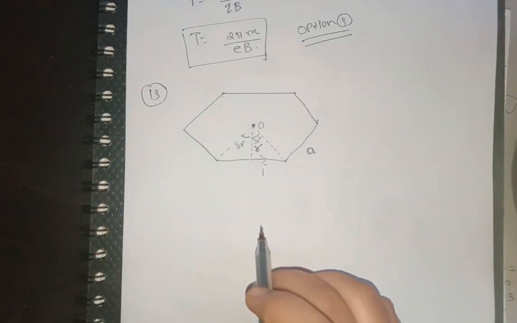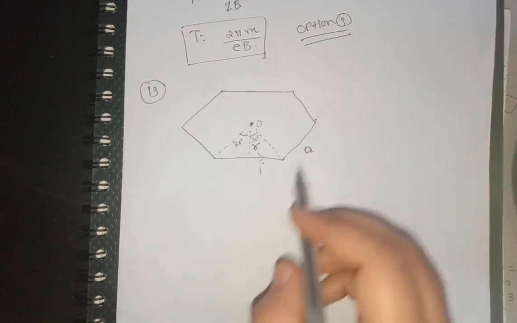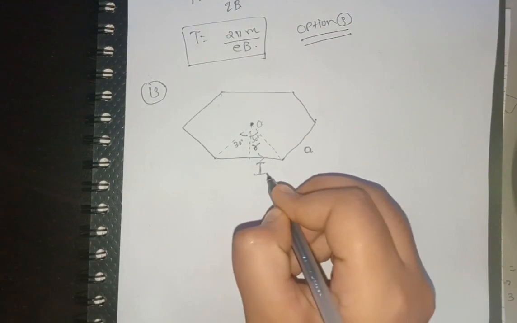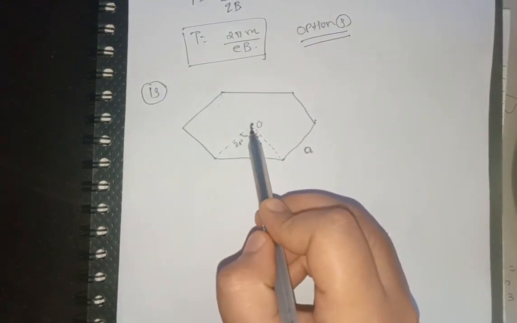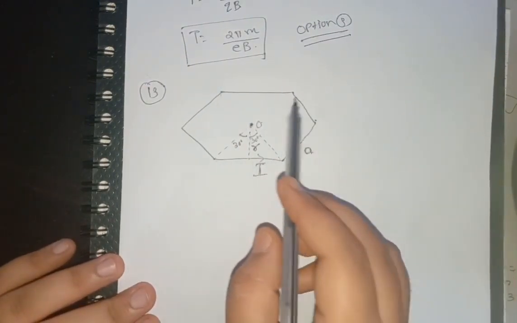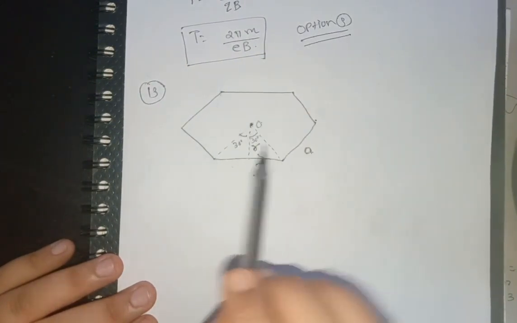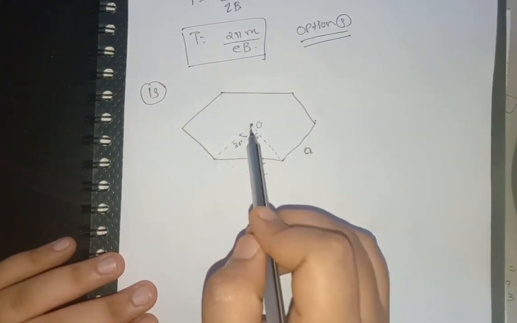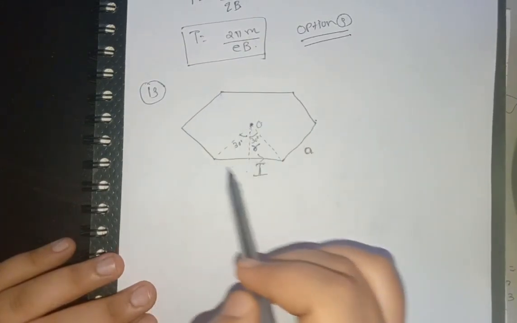In question number 13, a closed circuit in the form of a regular hexagon of side a. If the circuit carries current I, we want to find the magnetic field induction at the center of the hexagon. Here this hexagon circuit can be considered as a combination of 6 straight wires. As the current is in the same direction, the magnetic field at O due to each of the 6 wires will be in the same direction. So we will simply add the magnetic field due to all of them.